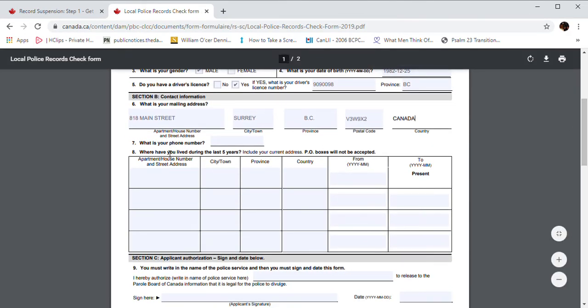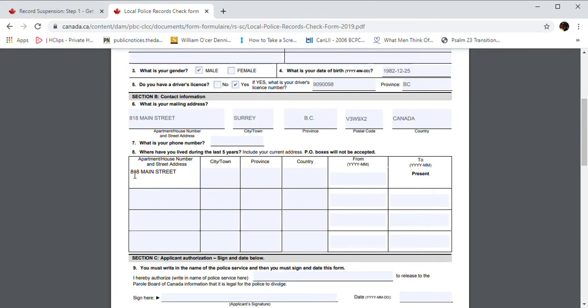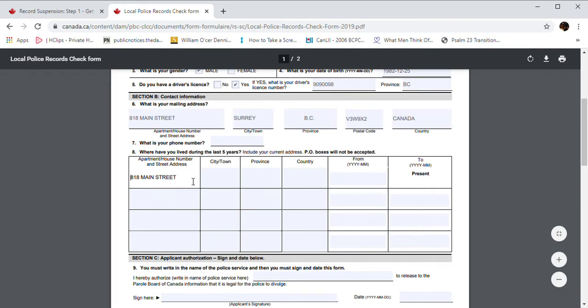That's mailing address. And they want to know your residential address. So in this case, we're going to say it's the same. 818 Main Street. Oh, I gotta make it pretty again. Okay. Surrey. Oop, went too far. Like I said, I like mine nice and centered, so it's aesthetically pleasing.